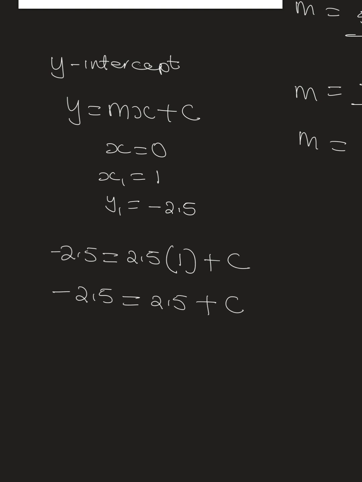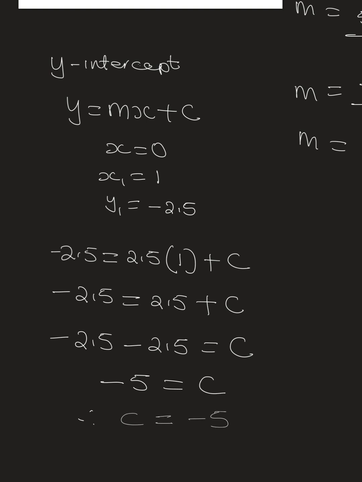So what will we have? We're going to have minus 2.5 minus 2.5 is equal to c. That is minus 5 is equal to c. So therefore the intercept, that is the y-intercept, which is the same as c, is equal to minus 5.